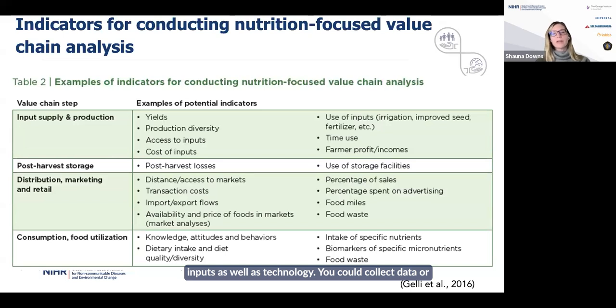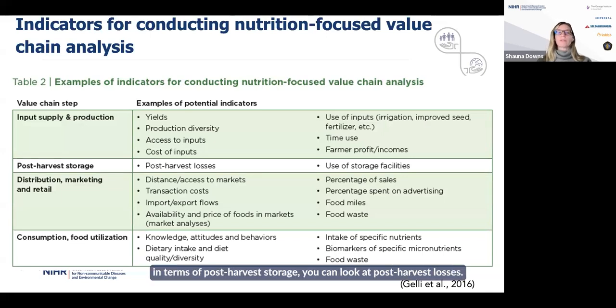this can be a huge deterrent for adopting different inputs as well as technology. You could collect data or assess existing data on use of inputs, time use. This is also particularly important when we're thinking about women, and then farmer profits and incomes.